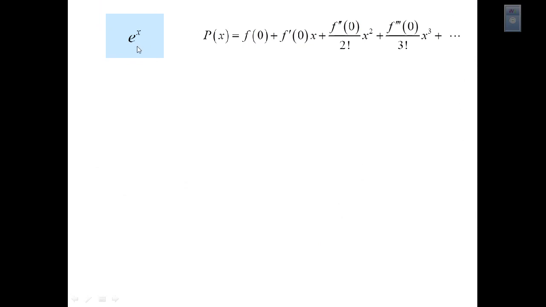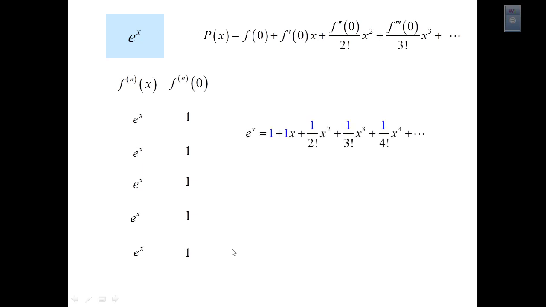Now, what about e to the x? Well, if we take its derivative, we're going to get e to the x, and e to the x, and e to the x, and e to the x, and e to the x. And if we evaluate those at 1, we're going to get 1, 1, 1, 1, 1. So when we put everything together, we're going to end up with e to the x is equal to the series 1 plus 1x plus 1 over 2 factorial x squared, or 1 half x squared, plus 1 over 3 factorial x cubed, plus 1 over 4 factorial x to the fourth, which simplifies down to this one right here.